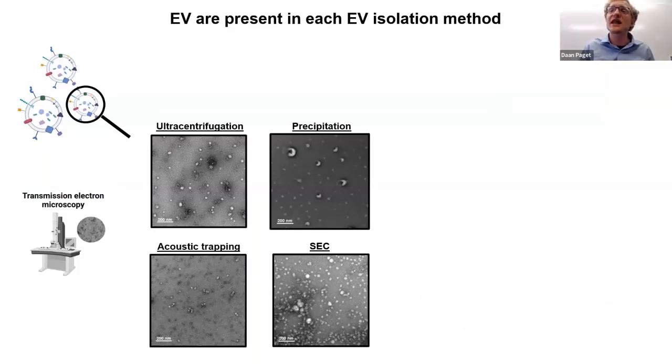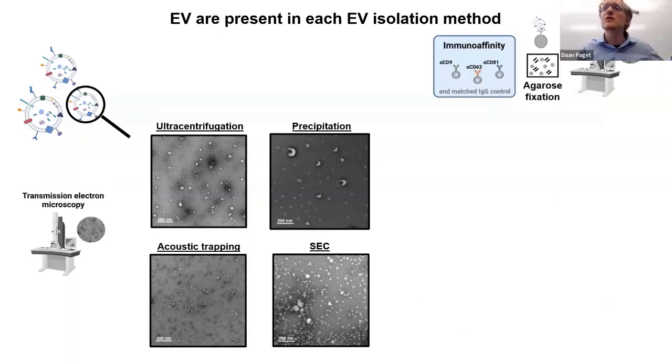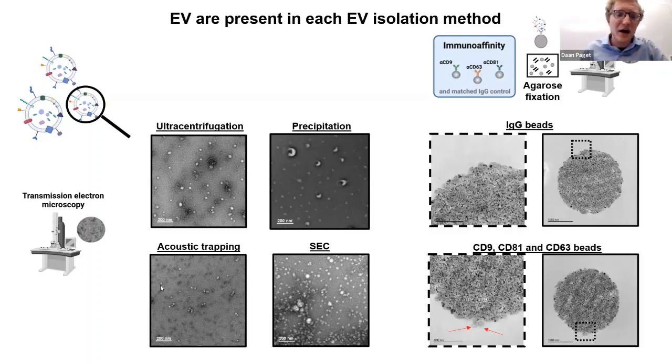Then we face the challenge that when we want to image the bead samples, we have to use a slightly different approach. What we did was take the magnetic beads with the extracellular vesicles bound, fix them into resin, and then slice them into small cubes and image the cubes independently. What you can see here is the bead. I'm going to get the laser pointer out, but you can see here the magnetic beads.